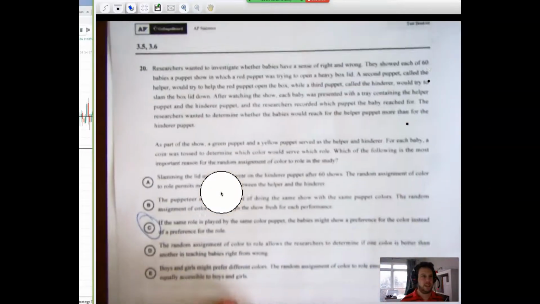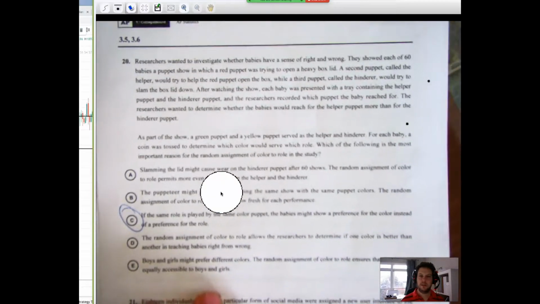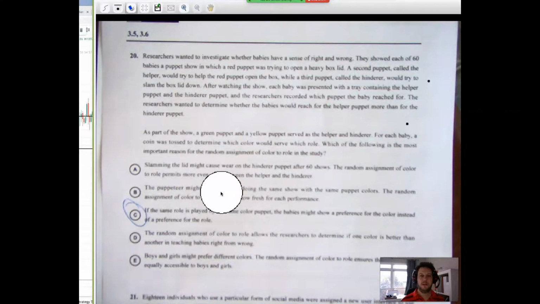Number 20. All right. 60 babies, a puppet show. The red puppet's trying to open a heavy box. Second puppet helper would try to help the red puppet. The third puppet called the hinderer would try to slam the red box down. Dang, that's mean. After watching the show, each baby was presented with a tray containing the helper puppet and the hinderer puppet and record which one they reach for. So they want to see if they're going to reach for the helper puppet more than the jerk puppet.